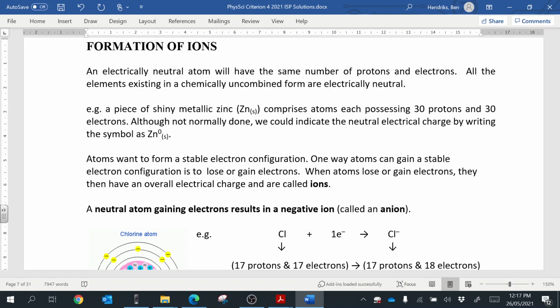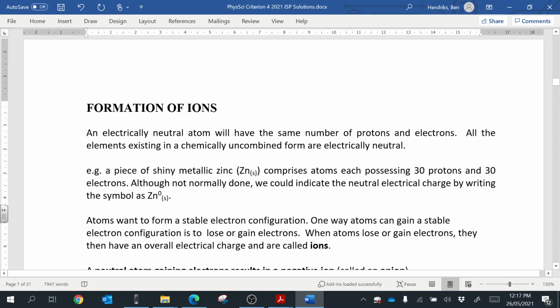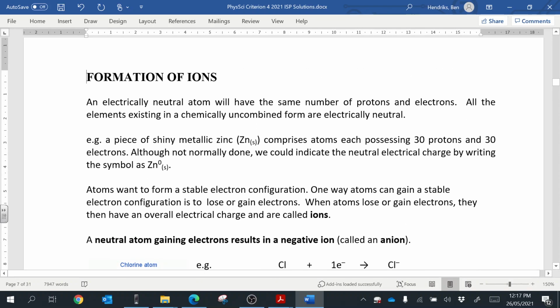So in this lecture we are now looking at the formation of ions, and we know that an electrically neutral atom will have the same number of protons and electrons. Okay, so you have the same number of positives as negatives. All the elements existing in a chemically uncombined form are electrically neutral.